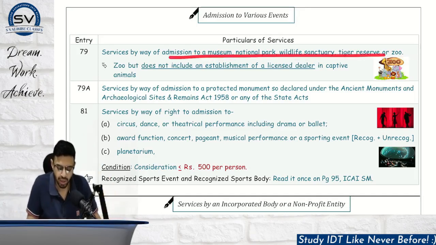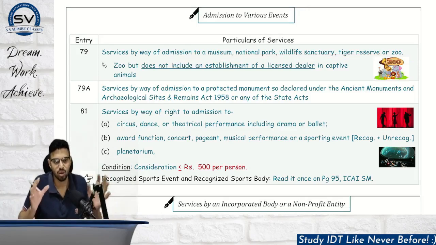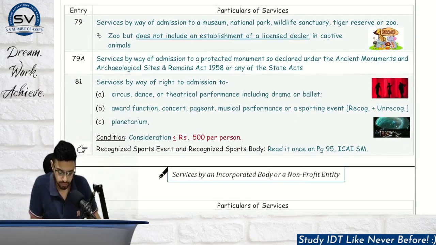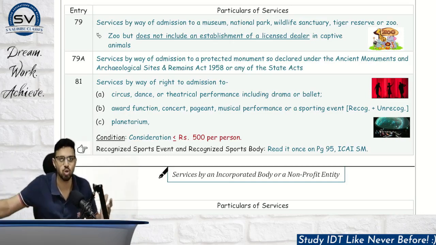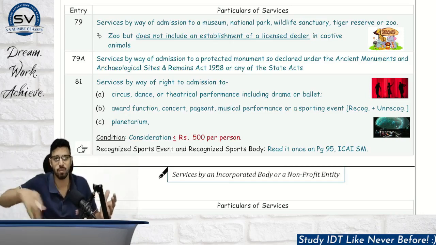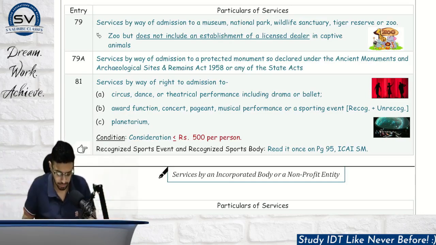So here we are promoting, there is no GST on the admission tickets with respect to museum, parks, sanctuaries, tiger reserves or zoo. Okay. Zoo does not include an establishment of a licensed dealer in captive animals because this is a business area, right? If some dealer is keeping captive animals under a license, that is not a zoo. He may charge people for coming in, but that will then be taxable.